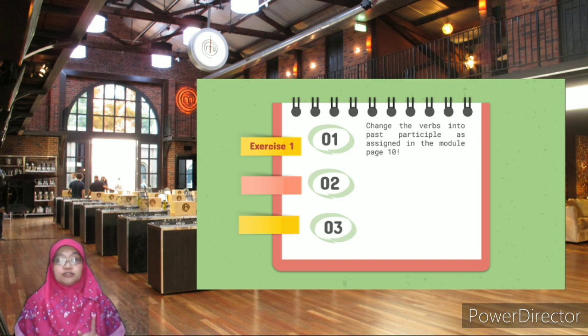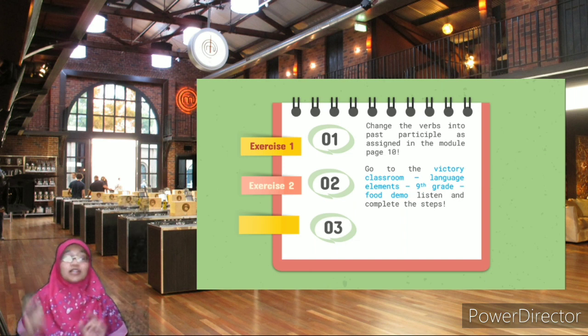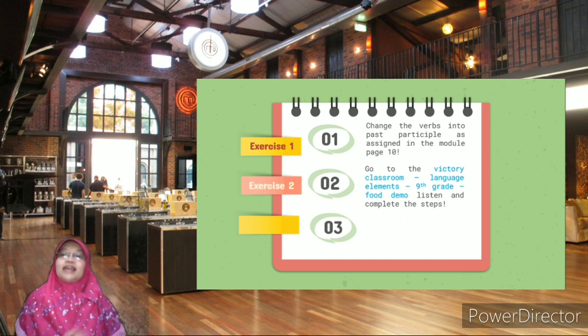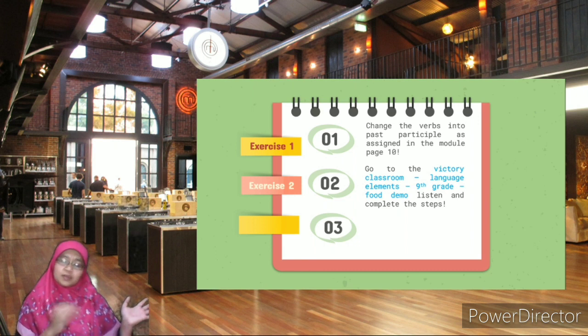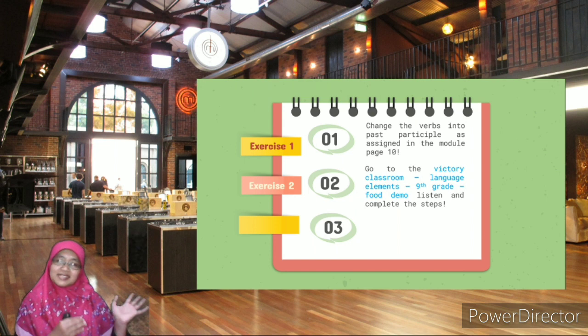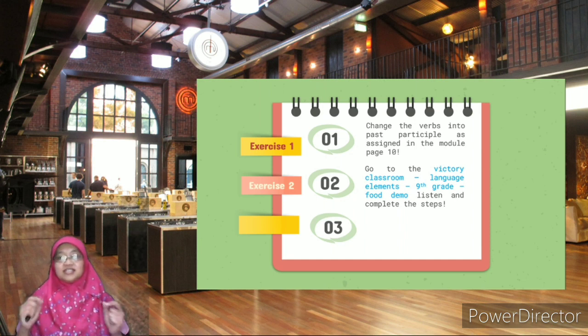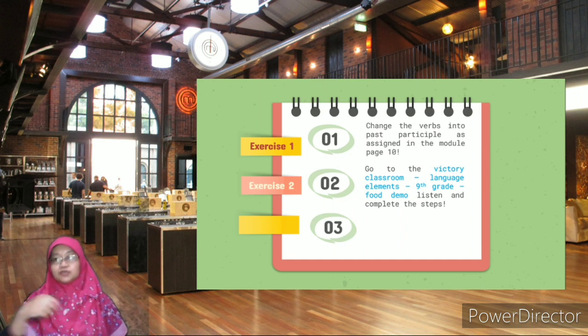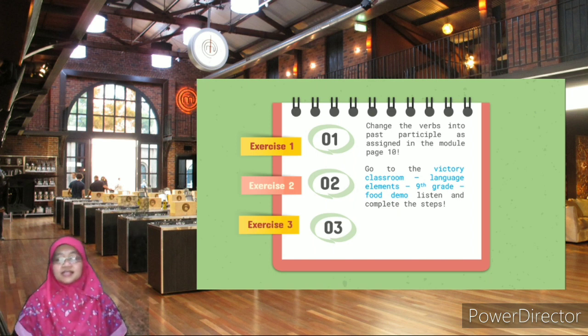Exercise number 2. Go to our blog, the Victory Classroom, and then click on the language elements, ninth grade, and food demo. Listen and complete the steps. In the previous one, we have seen the example of an unfinished recipe. So what you're going to do is listen to the rest of the steps and then write it in your book. And then after that, we move on to exercise number 3.